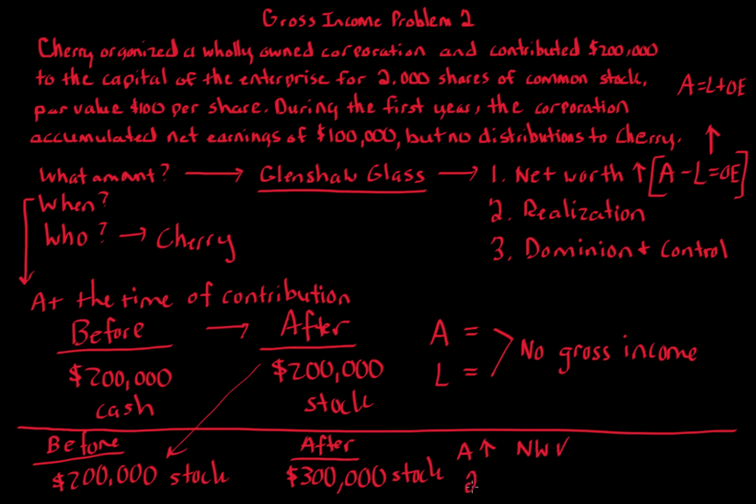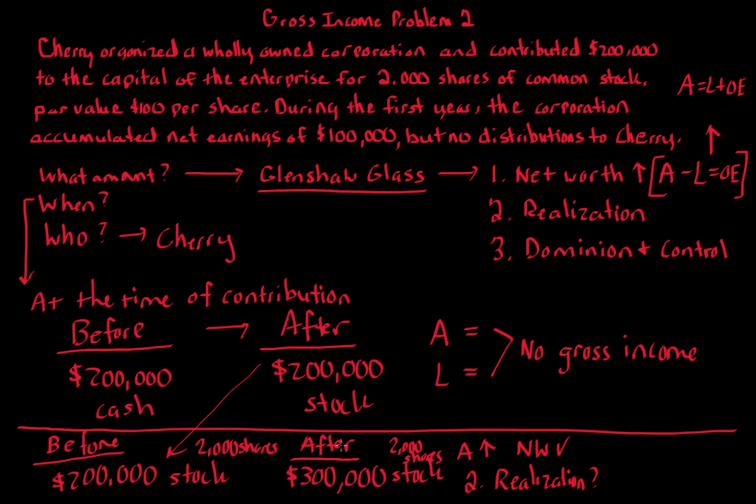What about our realization component? So what did we have before? We had stock. Let's assume that it's 2,000 shares of stock. After, we have more valuable stock, but we still have 2,000 shares. So the question when it comes to realization is, is there a legally severable aspect that has happened here? Look at this. At the beginning of the year, when Cherry got the stock, there's 2,000 shares worth $200,000. After, Cherry still has 2,000 shares.